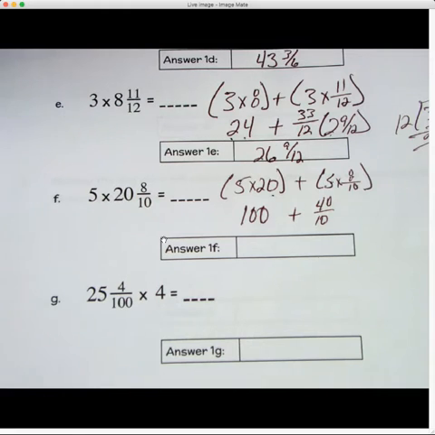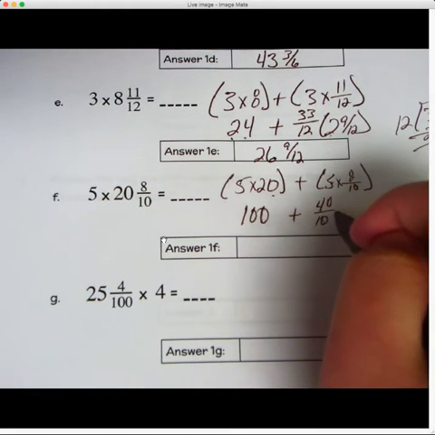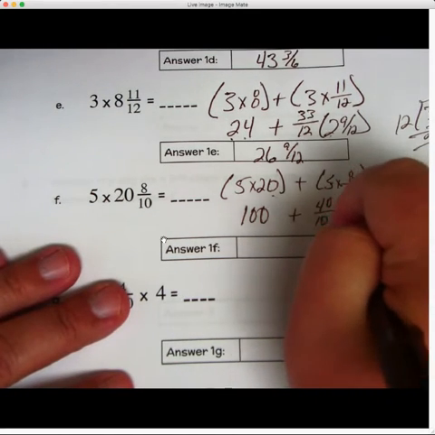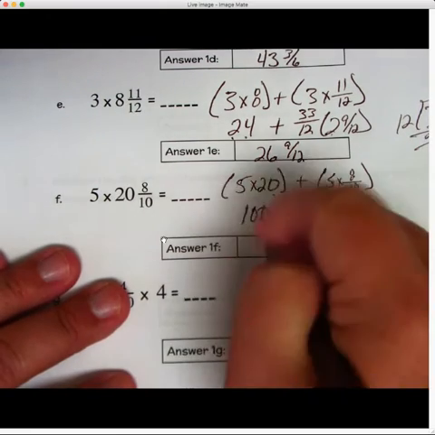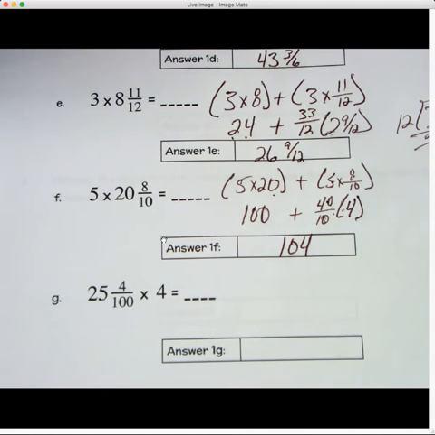Oh, this is an easy one. How many tenths makes 40? 10 tenths, 10 tenths, 10 tenths, 10 tenths would be 40 tenths. So that's the same thing as 4. 40 divided by 10 would be 4. So 100 plus 4 is 104. I liked that one. That was a little bit easier.